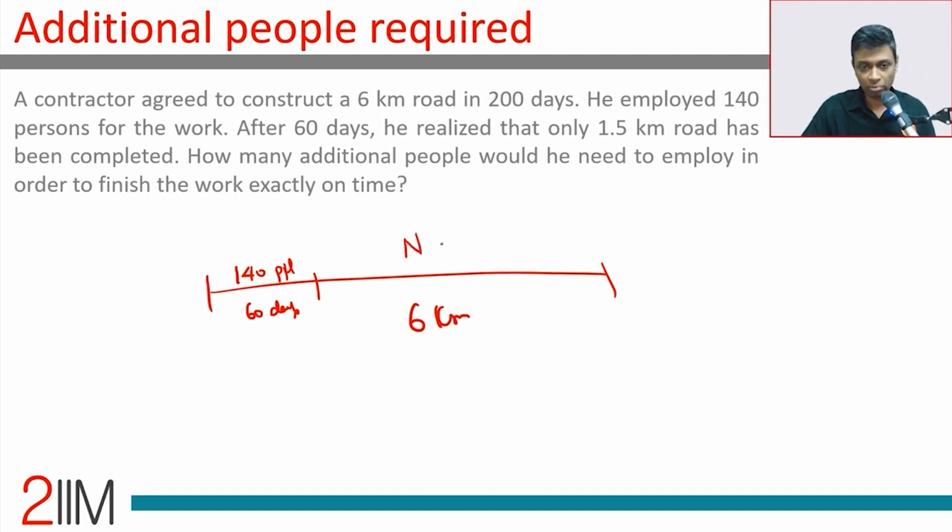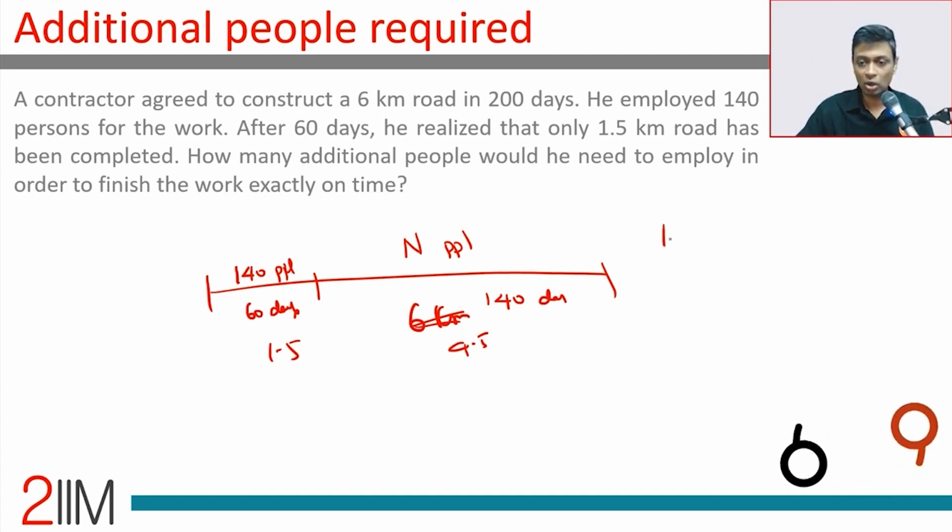So let's find out how many people are needed if we get 140 more days. 60 days are over. Totally it takes 200 days. That's what he has committed to. This is 1.5 kilometers. This is 4.5. Overall is 6. This is 4.5. This is 1.5. The kind of questions get very simple when you think about ratios.